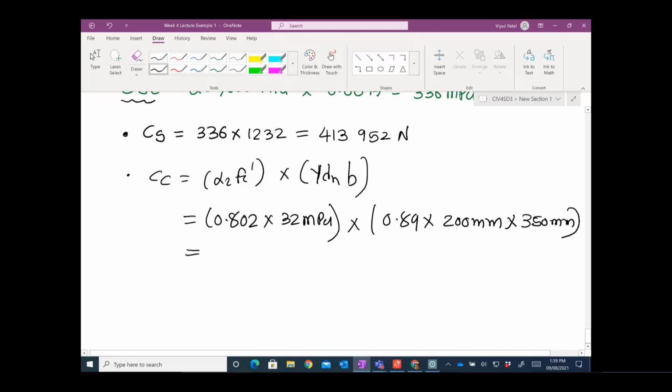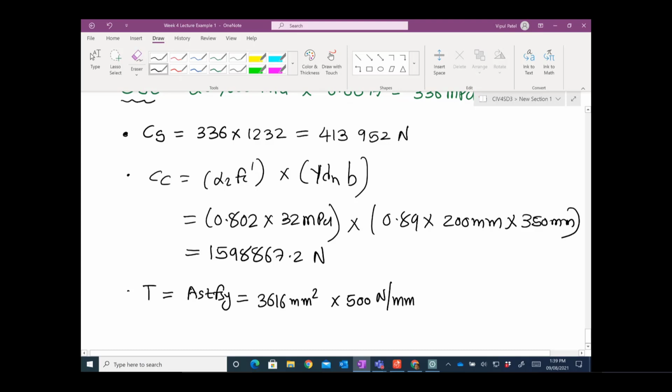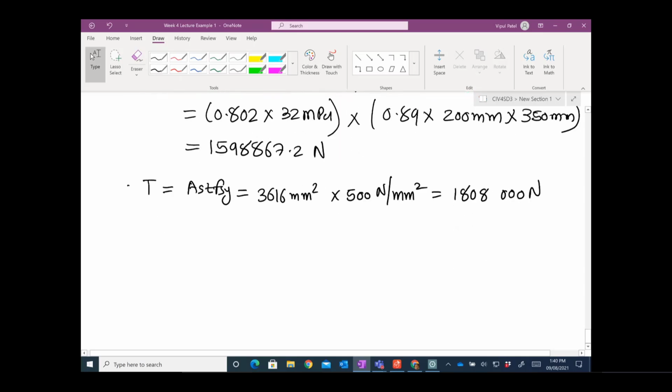So in that case we will get 1,598,867.2 newtons. So that is the force in the concrete. And the tension force in the bottom rebar is exactly the same, because it does not depend on the depth of the neutral axis. So 3616 millimeter square times the yield stress, because this bottom rebar will be at yield. Okay, if you're not sure, we can also verify that one at the end once we finalize everything.